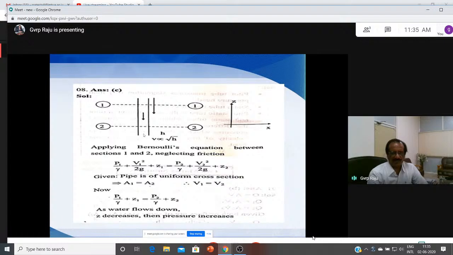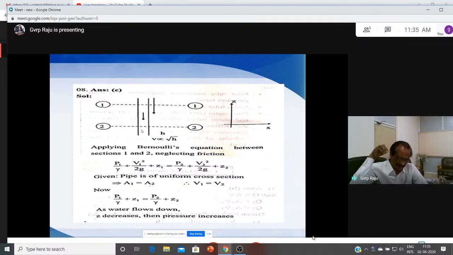Yeah, as water flows down, suppose you take Z1 here and Z2 here. As water flows down, the value of Z decreases. If you take a datum here, Z1 is some value and Z2 is some value. As we are coming down, Z decreases. As Z decreases, what happens to pressure? The pressure increases in the downward direction.